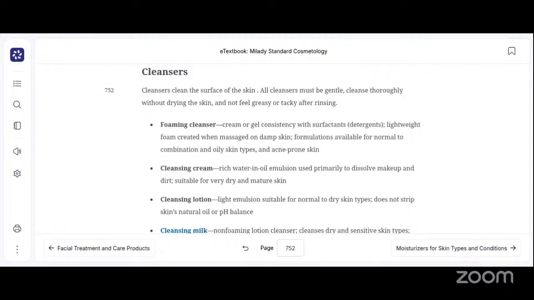Cleansers are not supposed to dry the skin out. They're going to clean the skin thoroughly. It's going to help remove that top layer of dead skin cells and things that are impacted from the environment on top of the skin.